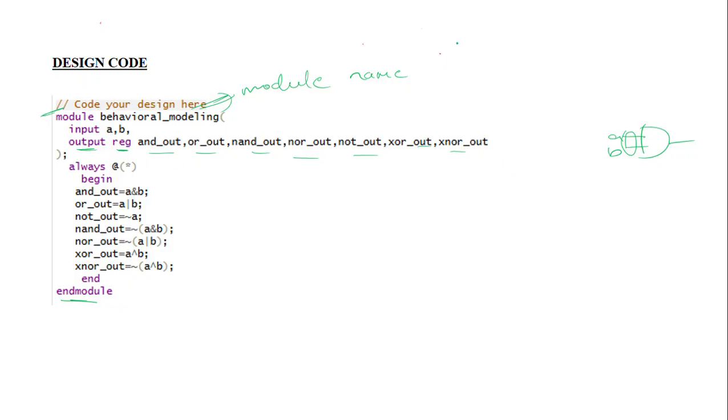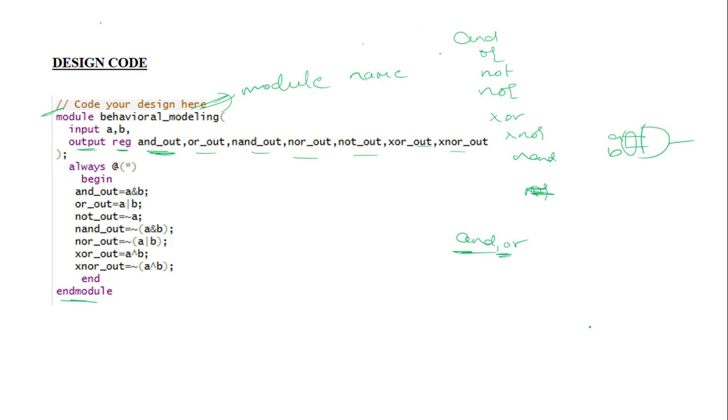We have to design the AND gate, OR gate, NOT gate, NOR gate, XOR, XNOR, and NAND. We want to design all these gates. Sorry, NAND I already wrote here. So these are the gates we have to write. What are the outputs for those? We don't simply write AND, comma, OR, comma like that, because these are inbuilt keywords in Verilog. So you have to represent it with AND underscore out, because it is the output.